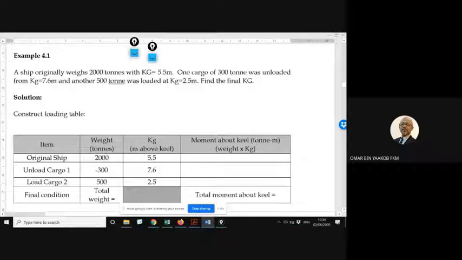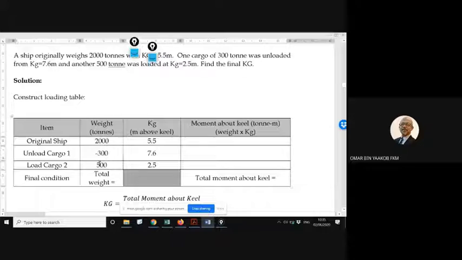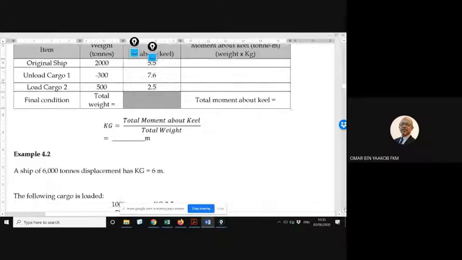If we have a ship weighing 2,000 tons, KG is this one. One cargo of 300 tons was unloaded. Unloaded means it's minus. And another 400 tons is loaded at KG 2.5. Find the final KG. This is similar to the example in appendix A, where we have the original ship, 2,000, KG 5.5. Then you unload cargo number one, minus 300, KG 7.6, load cargo number 2, 500, KG 2.5. You get the moment, weight times KG, then sum up the moments and the weights, so the final KG of the ship is total moment divided by total weight.